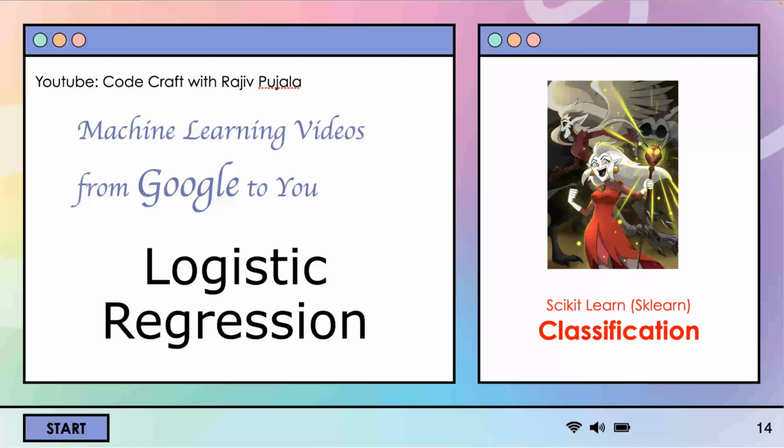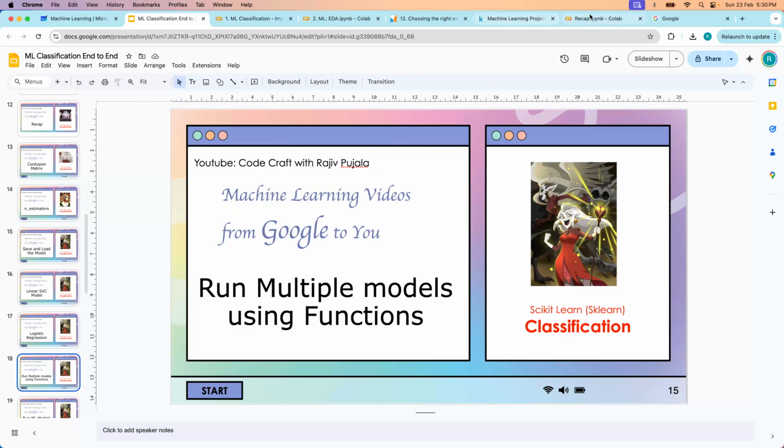I'm Raju Pujala. In this video, let's take a look at logistic regression. If you're following all of my videos in this playlist, I have already covered how to use the random forest classifier and linear SVC, and we have compared these two models. And now let's take a look at logistic regression and see how this performs. Cool. I'm so excited to walk you through how this logistic regression works.